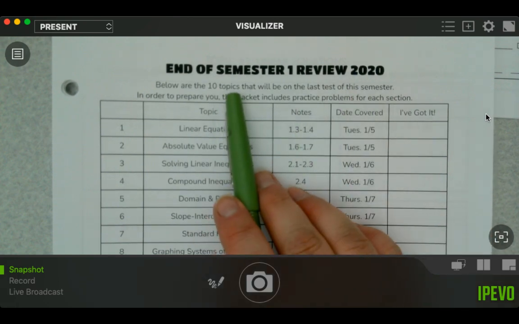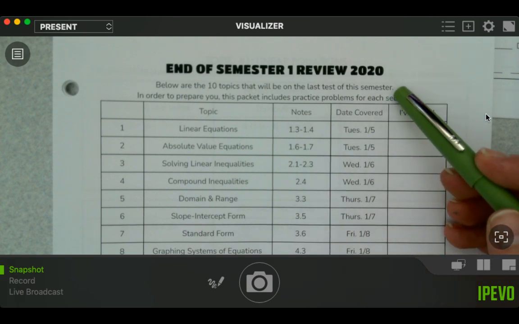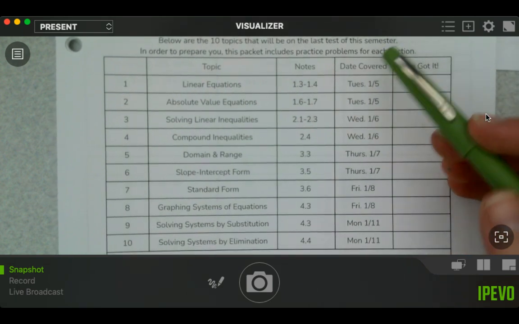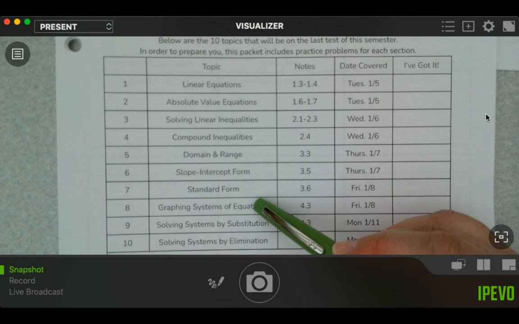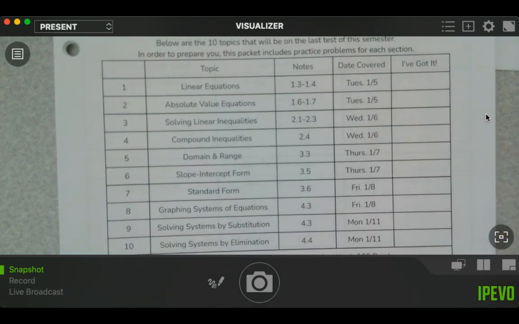Basically, I have picked the top 10 topics that are going to be on the last test of this semester. These are the 10 things that you need to know how to do before moving on to other courses, at least the ones we've talked about so far this year.